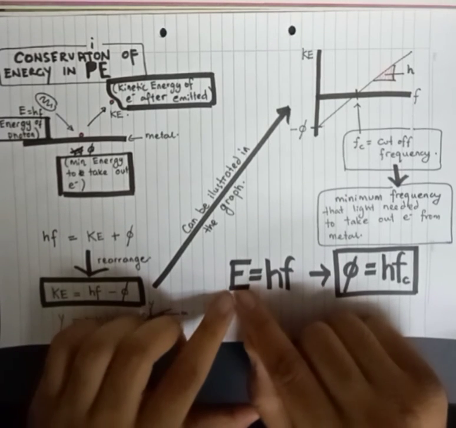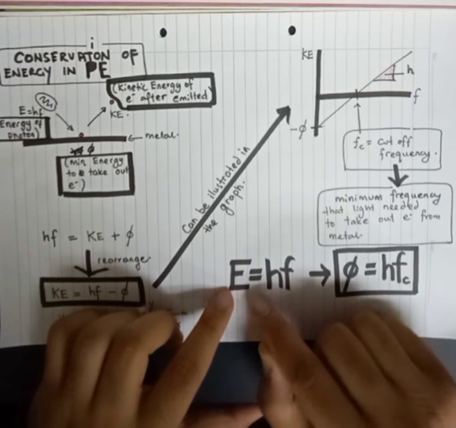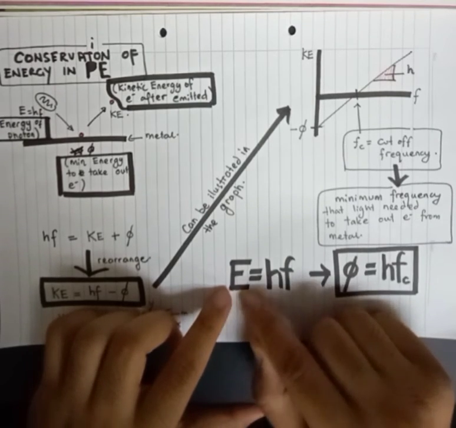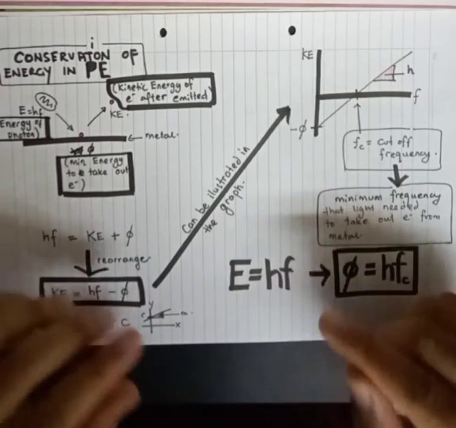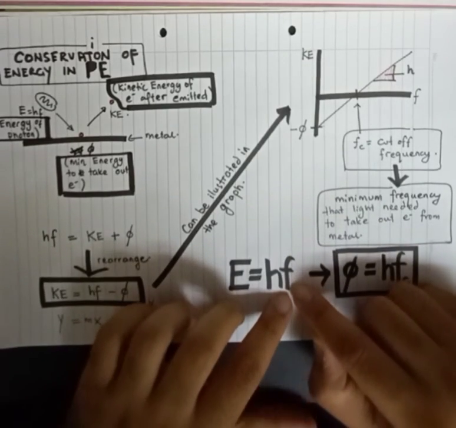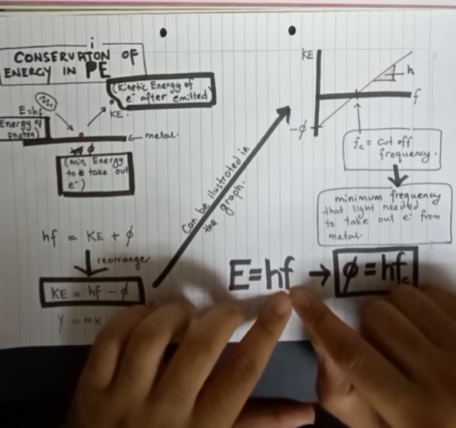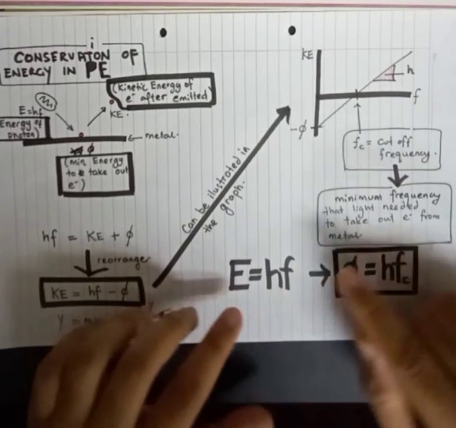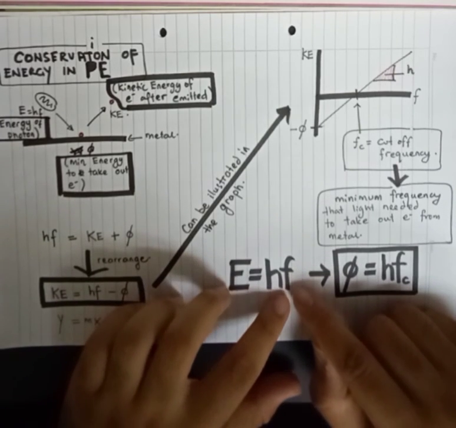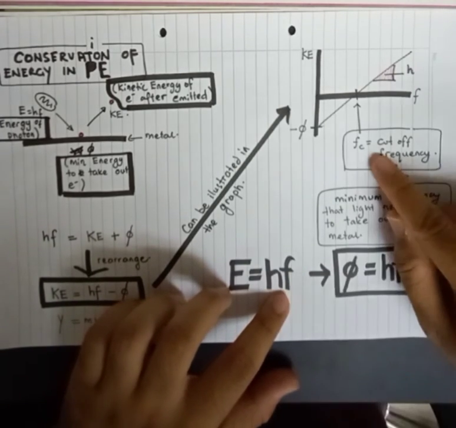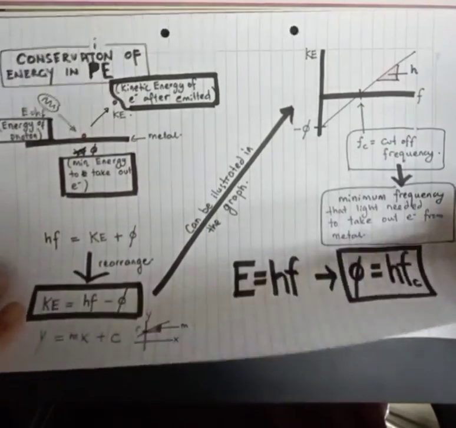If we want to replace E with the work function, which is phi, where phi is the minimum energy to take out the electron, we must have the frequency that is needed to take out the electron, which we now know as the cutoff frequency. So if we replace E with phi, we must also replace f with fc, the cutoff frequency, so that we come out with this equation.